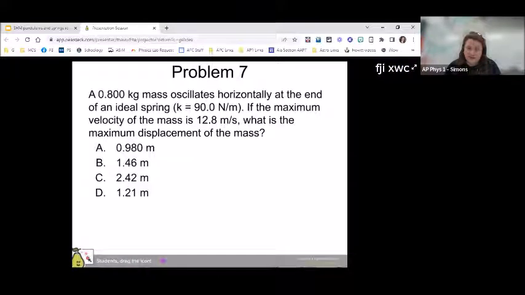We can use some of the information from question 6 to figure out question 7. It's the same spring, so we have the same total mechanical energy. But think about where you're going to have the maximum stretch. What kind of energy are you going to have when you're at maximum stretch?